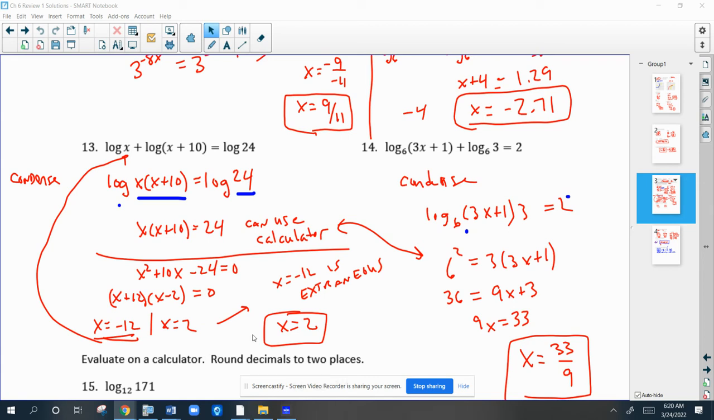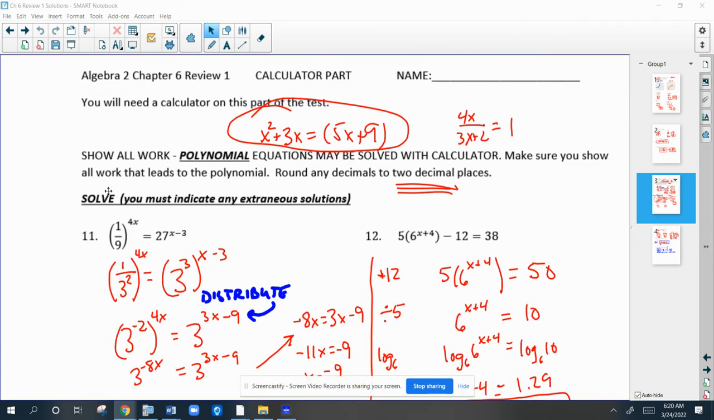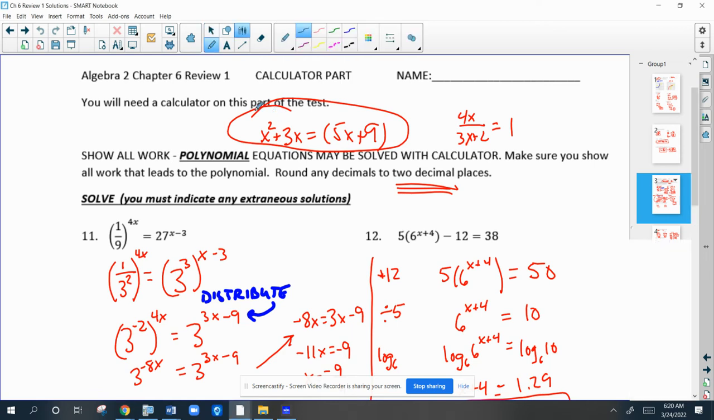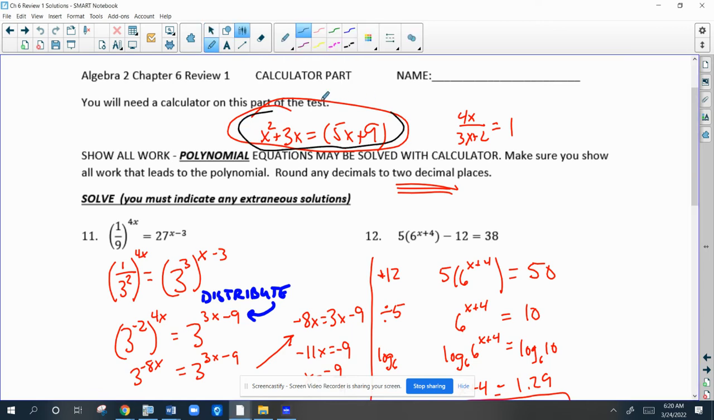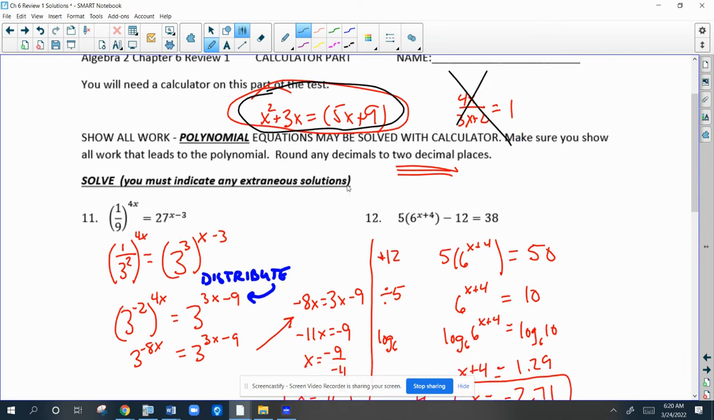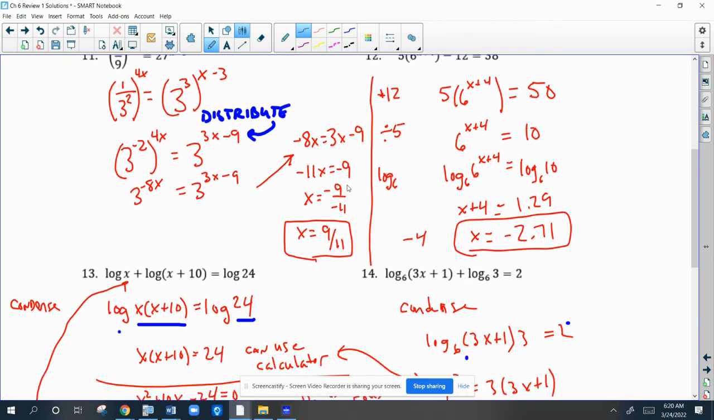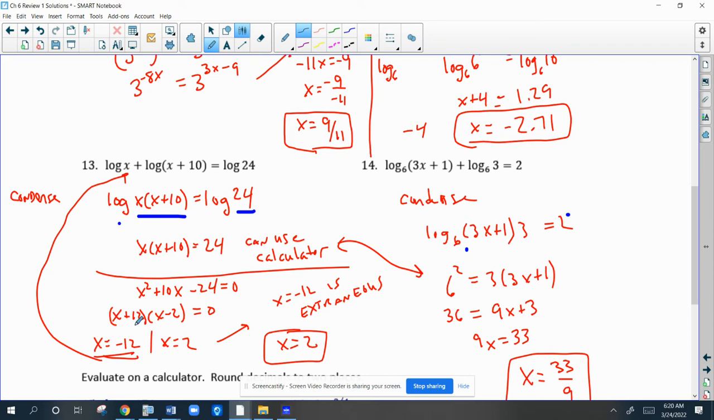On the directions, it says polynomial equations can be solved with a calculator. As I've said in previous videos, that looks like this. That's a polynomial equation. There's no logs. It's not a fraction. So let's go down to question number 13 where we had to factor. As soon as you get here, you can use a calculator.